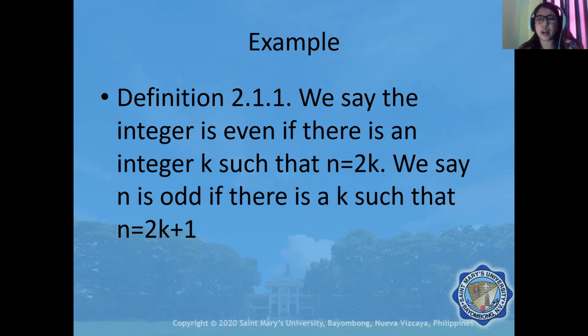In coming up with an example, let us first consider the definition of what is an even and what is an odd number. We say that an integer n is even if it is in the form n equals 2k, and it is odd if it is in the form 2k plus 1.